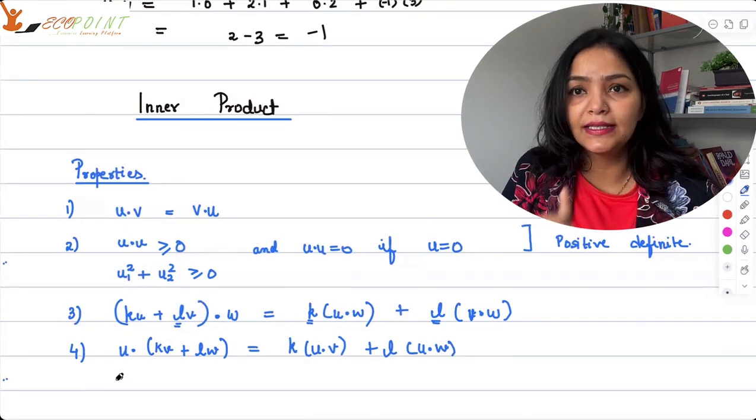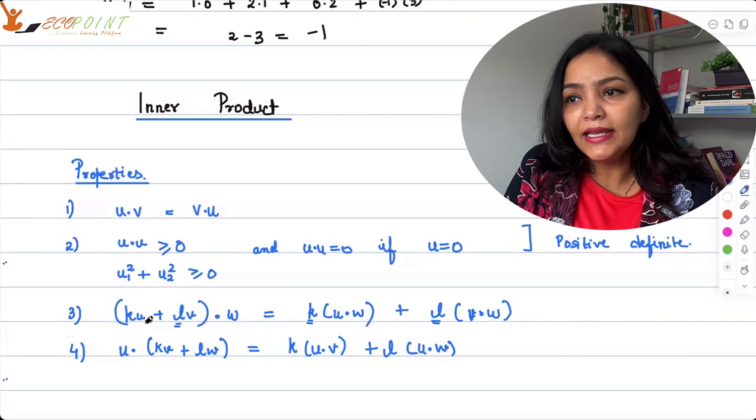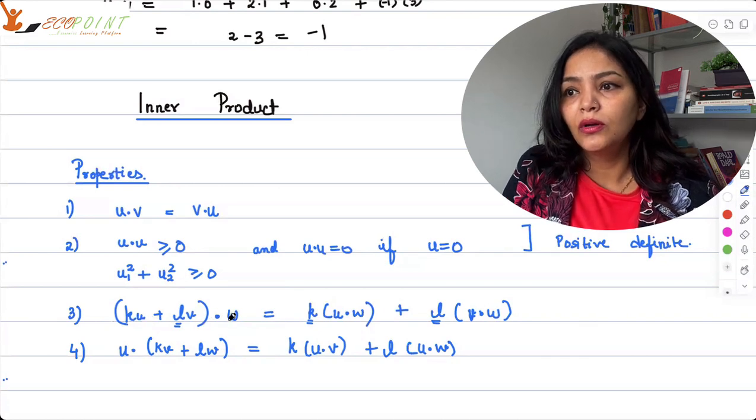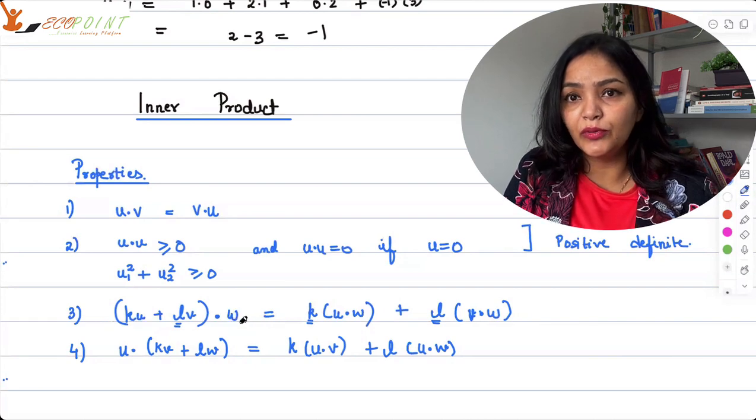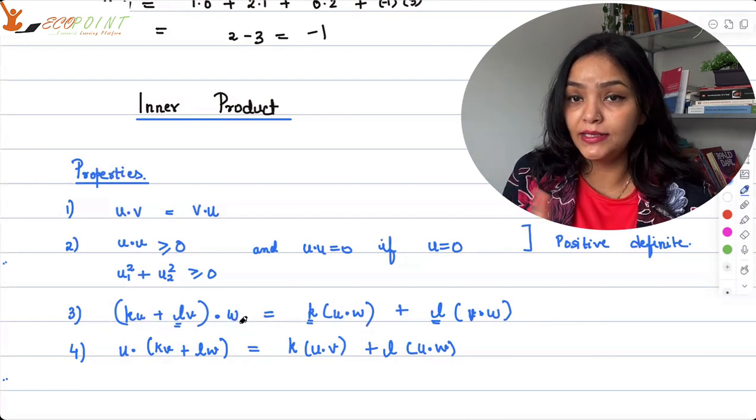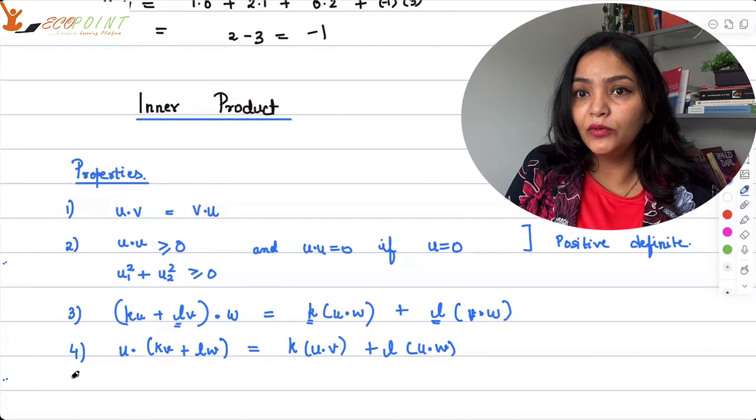Now, just look at this. You had K times u dot w, so K is coming out. So, if in case you have K times w also, then K square will come out. That's something for you to think deep.